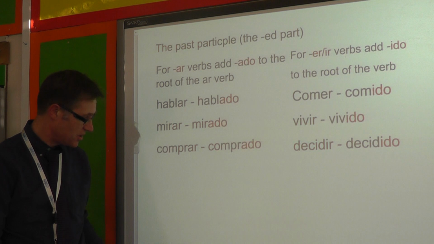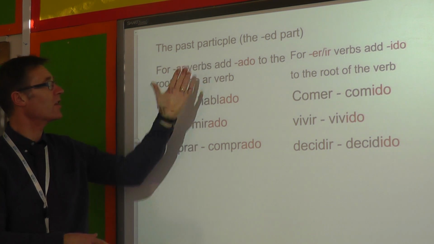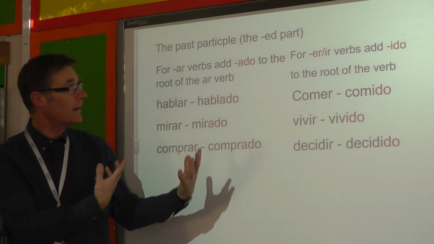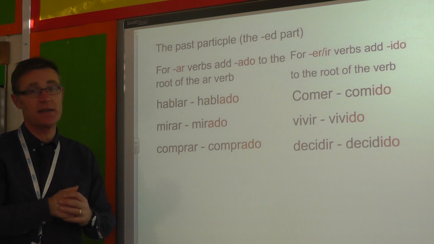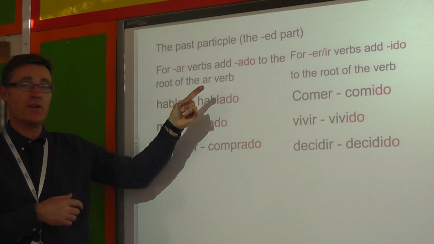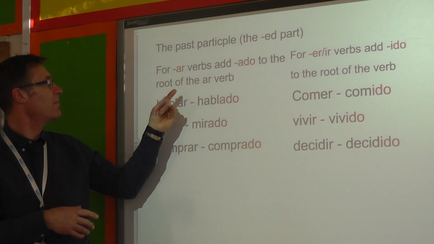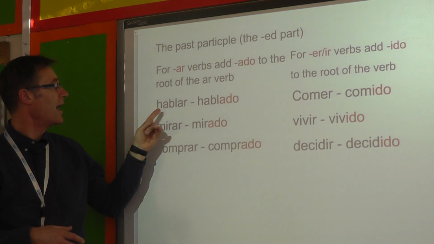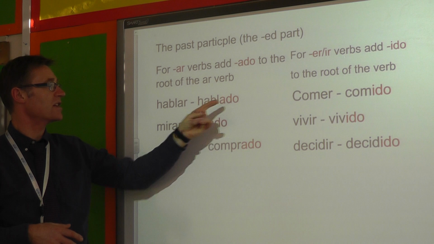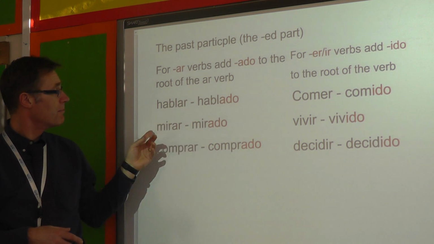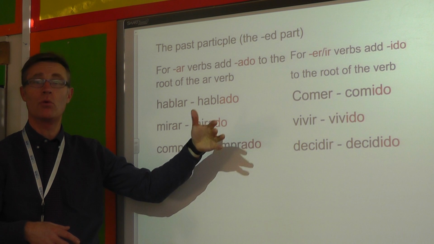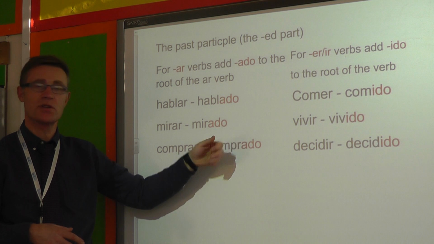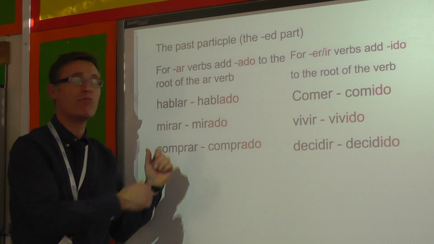Now let's have a look at the past participle. And this is where we've got a lot of commonality with some of the other work we've been doing, where we conjugate verbs in Spanish. If we're looking at our AR verbs, what we need to do is chop off the ar to get our root, and then we add ado. So we've got hablar, to speak, and we want to say spoken: hablado. Mirar, to watch, mirado, watched. Comprar, to buy, comprado, bought. So we're adding our ado to our root.